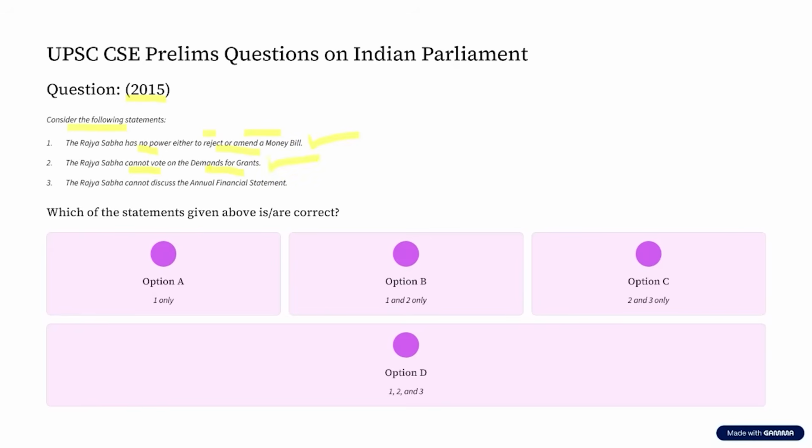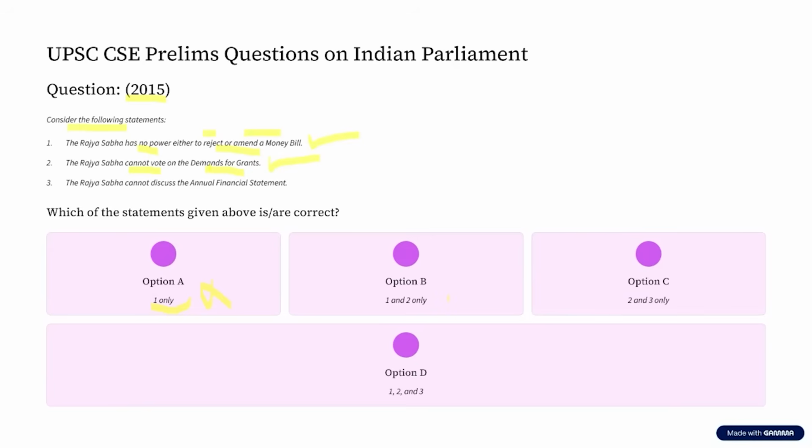Now, we see that the first two statements are correct. Now, what is option A? Option A says one only. There is no two. So this is wrong. Now come to option B. Option B says one and two only. So both are correct as per our analysis. So let us keep it aside.